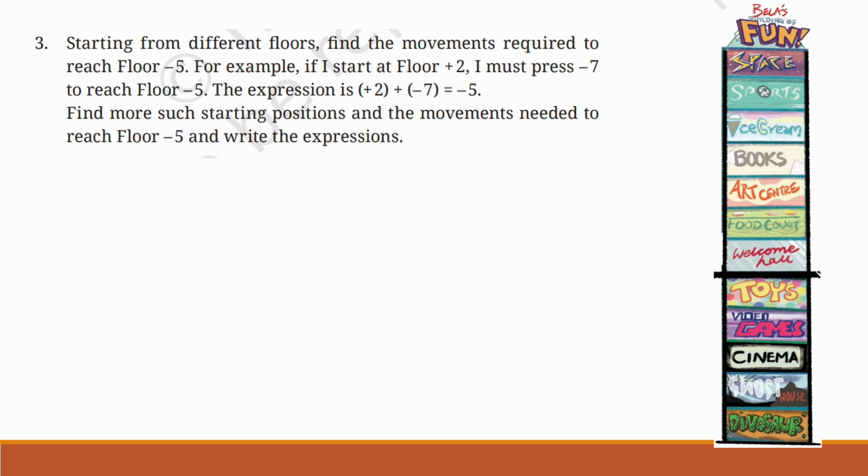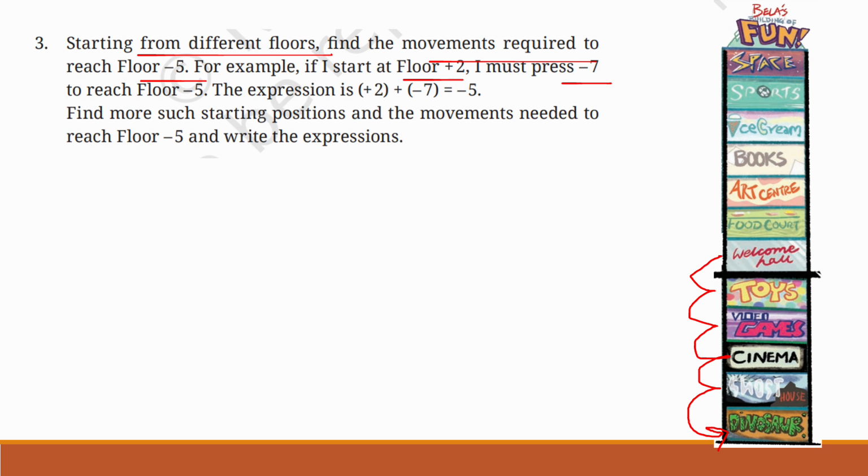Starting from different floors, find the movements required to reach floor -5. For example, if I start at floor +2, I must press -7 to reach floor -5. See, the welcome hall is at floor 0. I have to reach floor -5. See, -1, -2, -3, -4, -5. This is floor -5. I have to reach here from different floors.